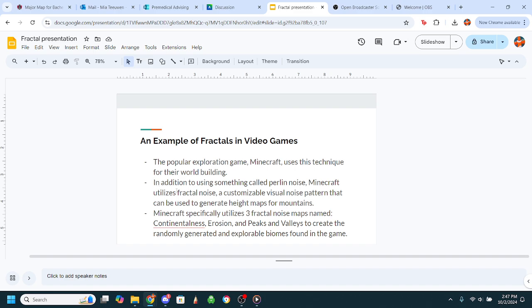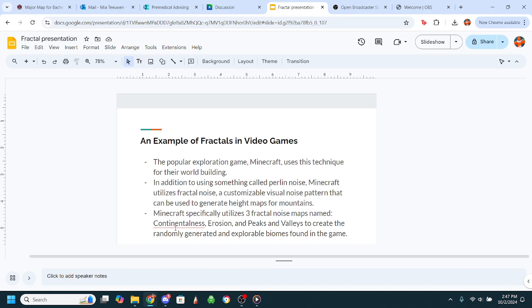In addition to using something called Perlin noise, Minecraft uses fractal noise, a customizable visual noise pattern that can be used to generate height maps for mountains. Minecraft specifically uses 3 fractal noise maps, named continentalness, erosion, and peaks and valleys, to create the randomly generated and explorable biomes found in the game.